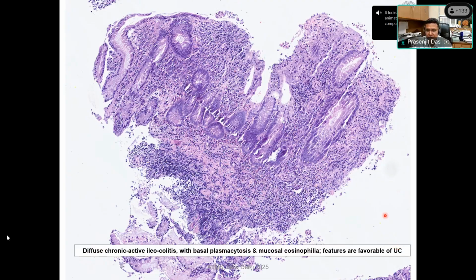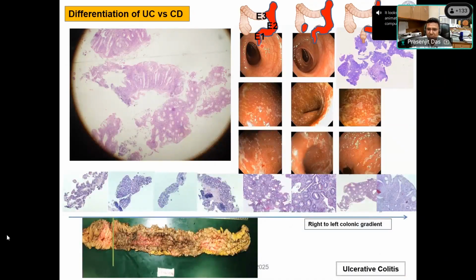Is that clear? So this is how. Yes. So very quickly I will go through this. All of you know what are the differential features between UC and CD. And in UC, it is always a continuous disease, starting from the distal end, and based on that, the Montreal classification is there. If it is only rectosigmoid or left colonic, or it is crossing the splenic flexure, then it is called pancolitis. Pancolitis can involve till here.